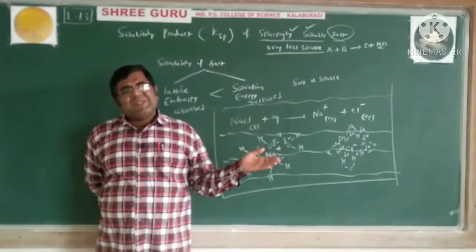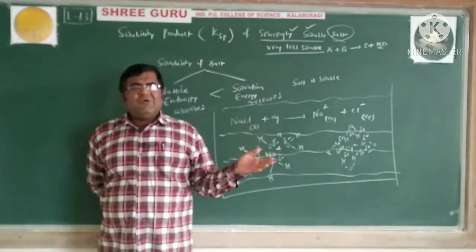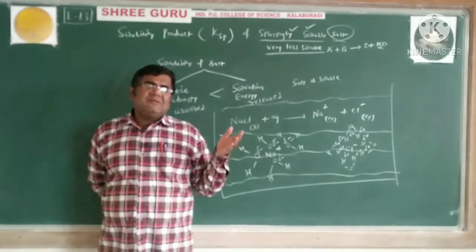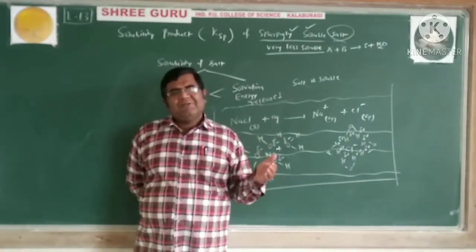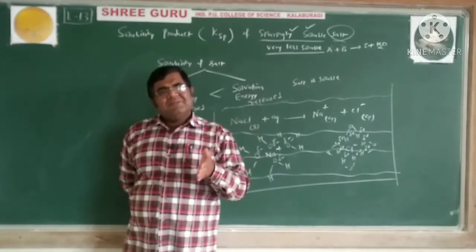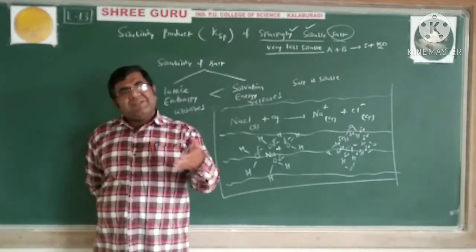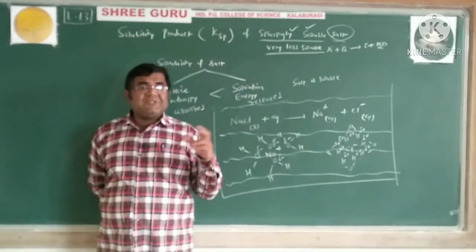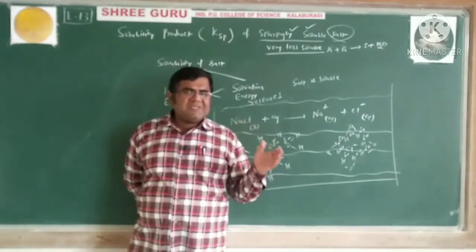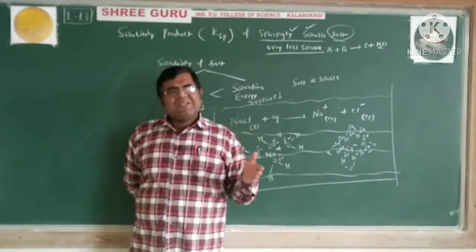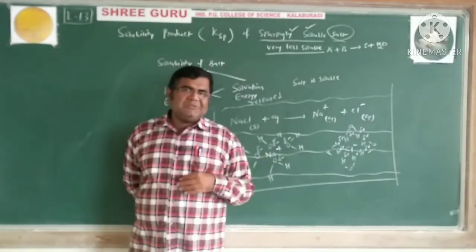Why are the salts sparingly soluble? Because their solvation energy is relatively lower. And why are the salts more soluble? Because they have greater solvation energy. So there is a difference in the magnitude of this solvation energy, which makes salts soluble, slightly soluble, and sparingly soluble.